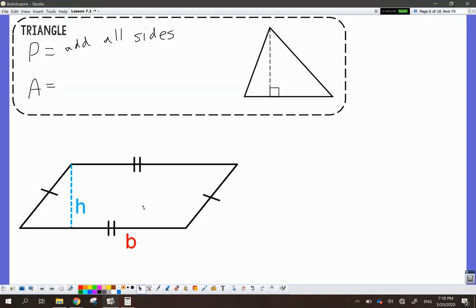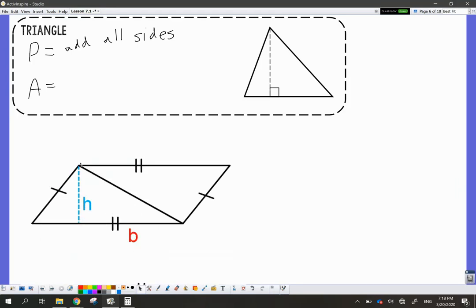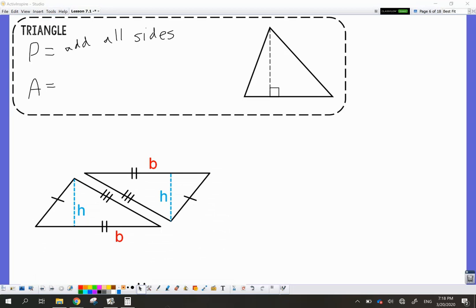And I want to talk real quick about why it works. So take a look at our picture down here. We have a parallelogram. We know the height. We know the base. Now, I can get a triangle from this parallelogram. All I have to do is split it in half. I can go from one vertex to another, draw a diagonal like that.